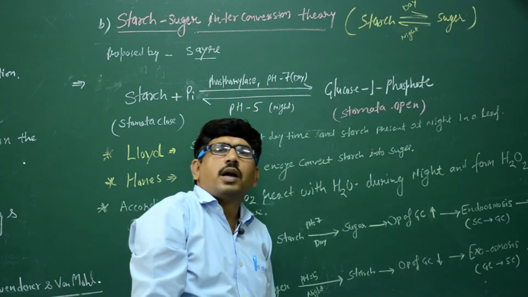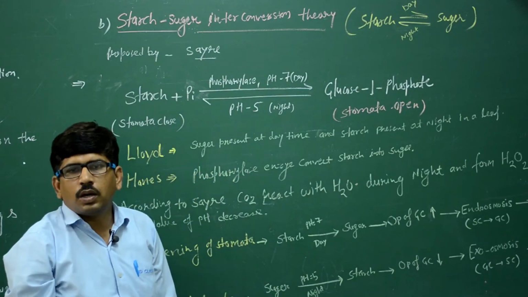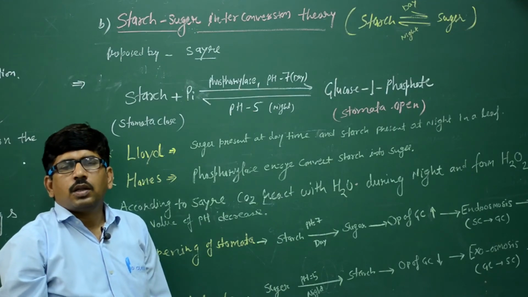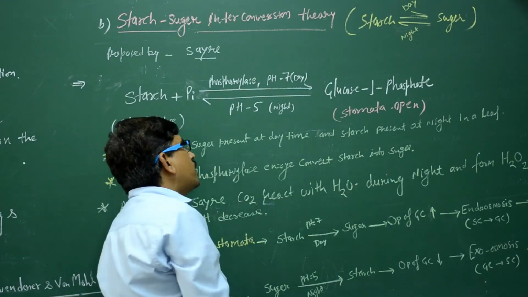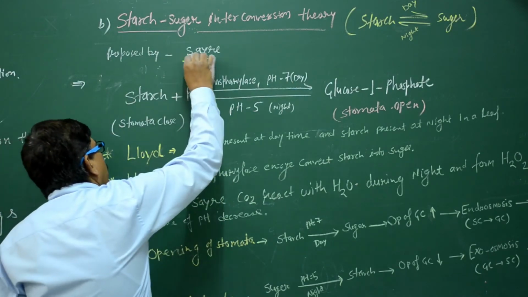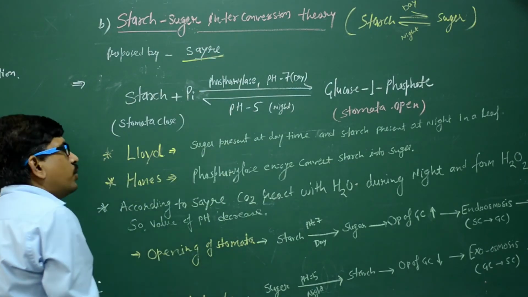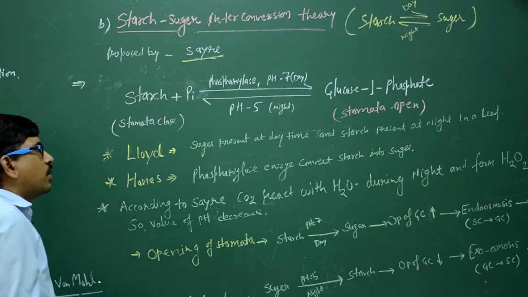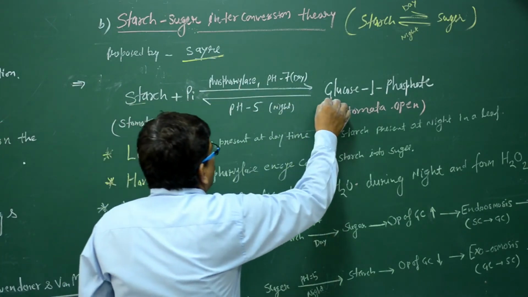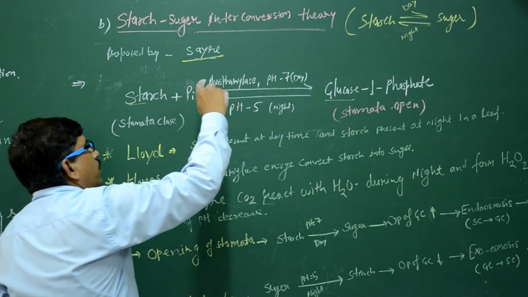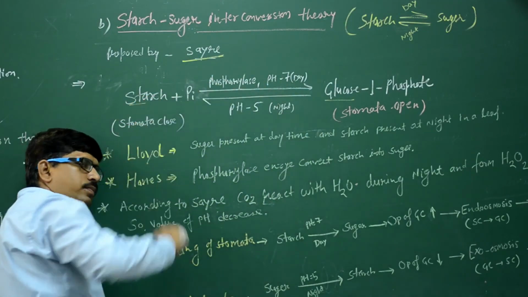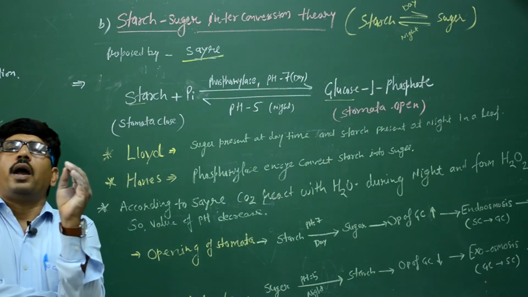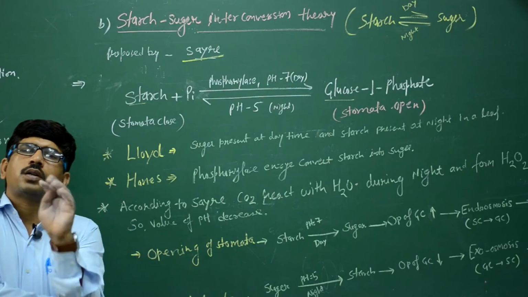It means at the daytime the starch is converted to sugar, and at night the sugar is converted to starch. This theory was proposed by the scientist Sayre. According to Sayre, in the daytime the starch is converted to sugar, and at night the sugar is converted to starch.